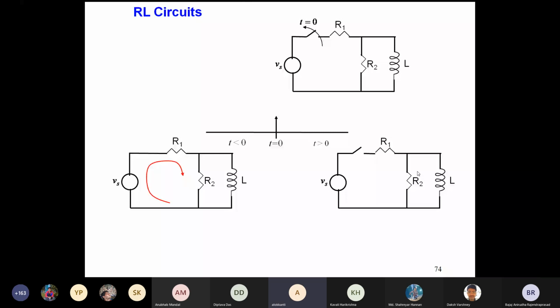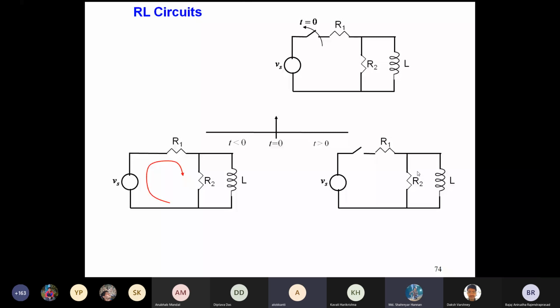So the point of giving this example is, for t less than 0, the circuit was in a certain configuration. And then some change was made. As soon as the change is made, in the earlier configuration, that inductor contains some energy. So that energy becomes the driving energy for t greater than 0. Okay, is it clear? Yes, sir.